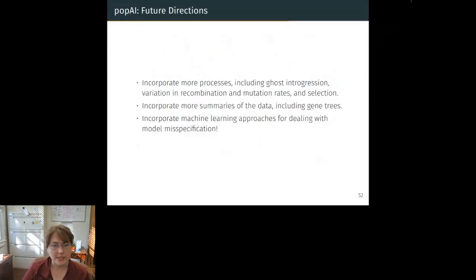We're working on, as I mentioned, incorporating more processes, including ghost introgression, variation in recombination and mutation rates, and selection. We're also incorporating more summaries of our data, including gene trees. And then finally, what I'm going to spend the rest of the talk talking about is the use of machine learning approaches to deal with model misspecification.